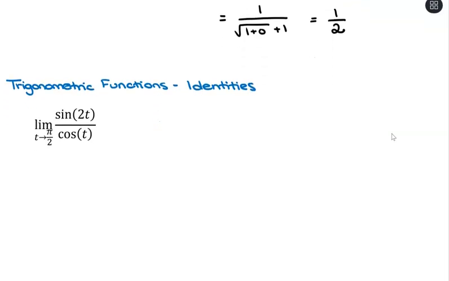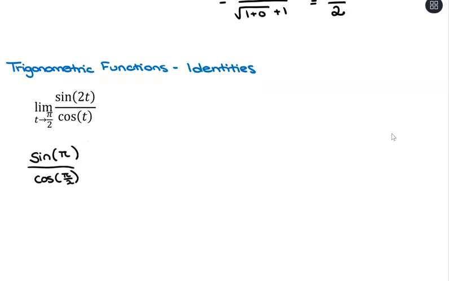Okay, next up, working with trig functions. So again, let's go ahead and try to plug in pi over 2. So that would be a sine of 2 times pi over 2, which is just pi, and then cosine of pi over 2. Now what you should be comfortable with is making these substitutions without a calculator. So these are kind of our nice angles.